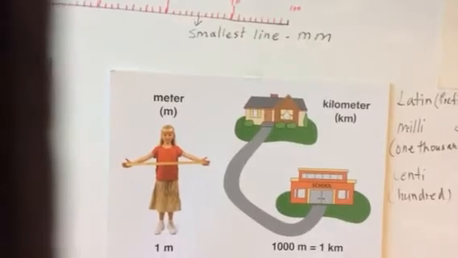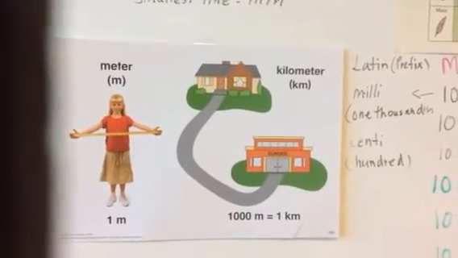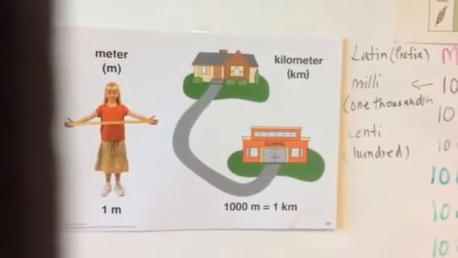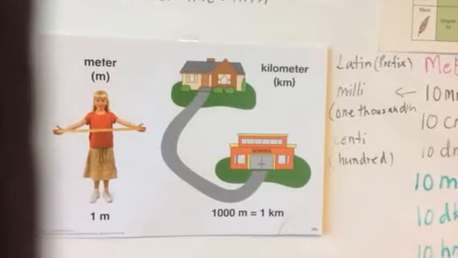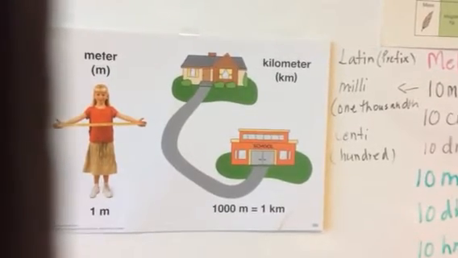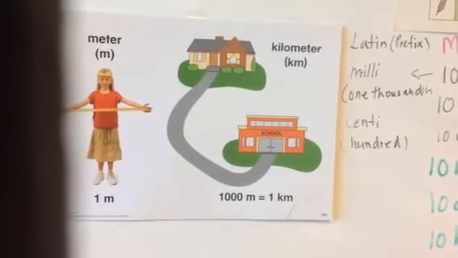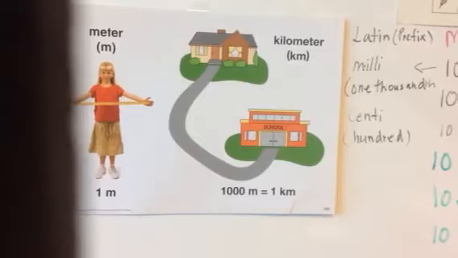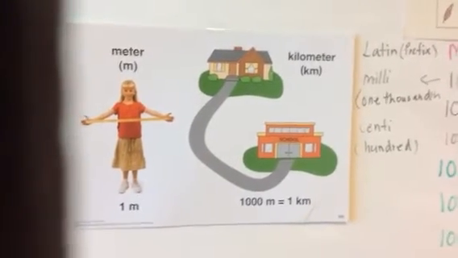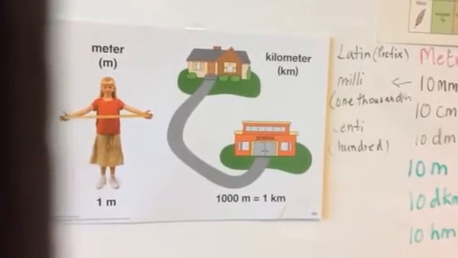If we use metric units to measure 1 meter, we use it for measuring from our house to school, how many kilometers it is. That its meter stick might be too small, so we have to use a bigger unit, and the bigger unit would be a kilometer. 1,000 meters make 1 kilometer.